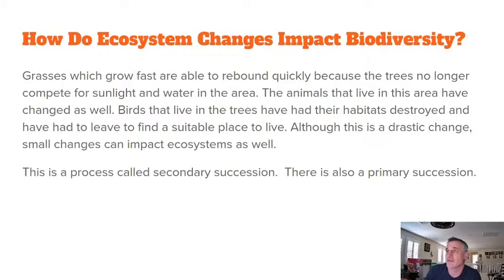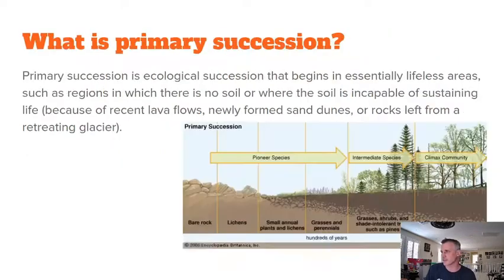We could have small changes in the amount of water or rainfall in a particular area. We could have a drought that occurs, and it might be something minor for some organisms, but a little less water for certain other organisms is going to cause some kind of change in the ecosystem. So let's look at these two processes that I just mentioned, secondary and primary succession. We'll start with primary succession, which takes a little bit longer, and then we'll move into secondary succession.